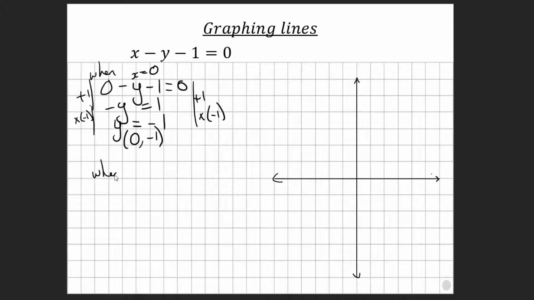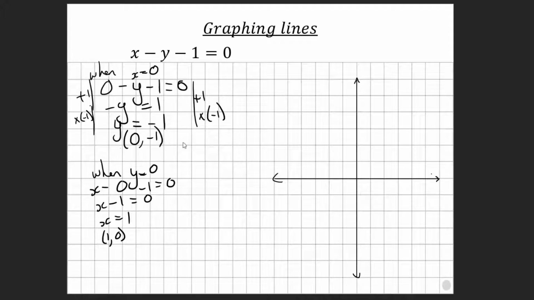Let's look at when y is equal to 0. Okay, then we're going to go, okay, x minus 0 minus 1 is 0. Okay, so x minus 1 is equal to 0. So x is equal to 1. Very, very simple, straightforward solving equations. Okay, so we've got 2 points. We've got 0, minus 1, and we've got 1, 0.